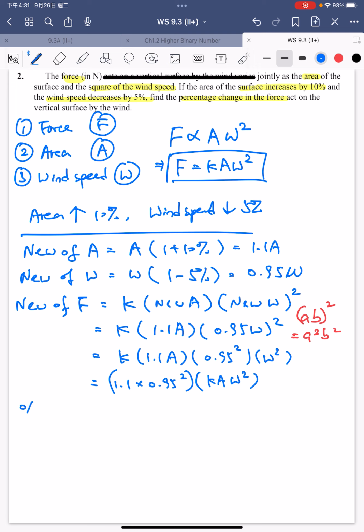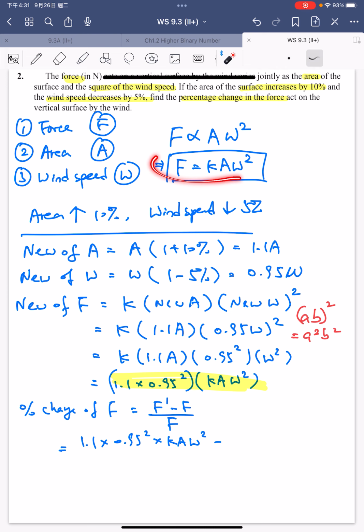So now we can calculate the percentage change of F, which means using the new F minus the old F, divided by the old F. Then we can substitute our values in. The new F is this whole thing, 1.1 times 0.95 squared times KAW squared, minus the original force. The original force is here, so just copy this down, KAW squared, divided by the old one, which is again KAW squared.